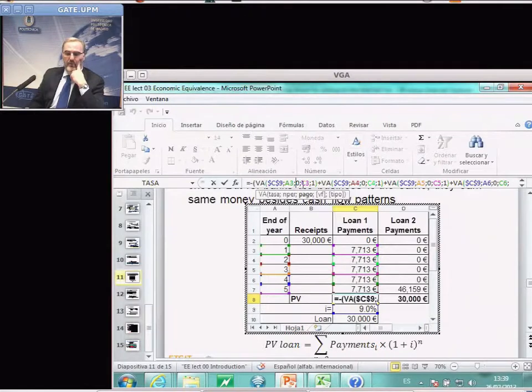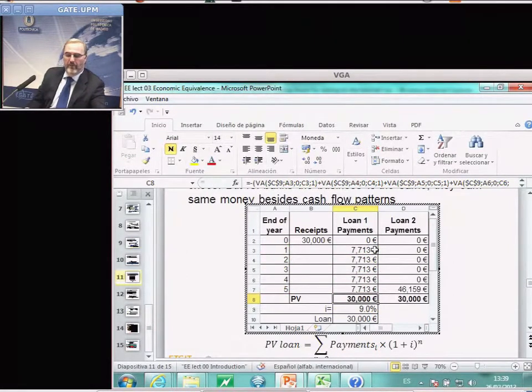The third is the payment, which is 0. The fourth parameter is the future value. In that case, is the same amount, the payment, the 7,700, and C1, which is the type. So if you calculate that, you will see that the present value of all those payments is 30,000.